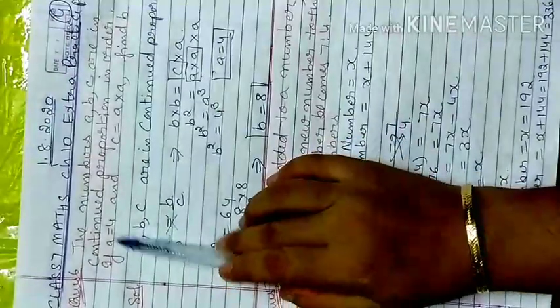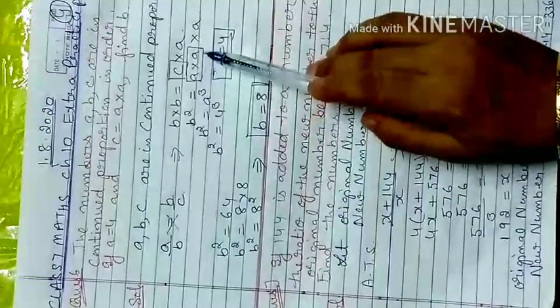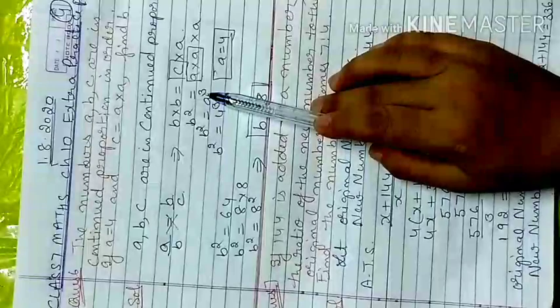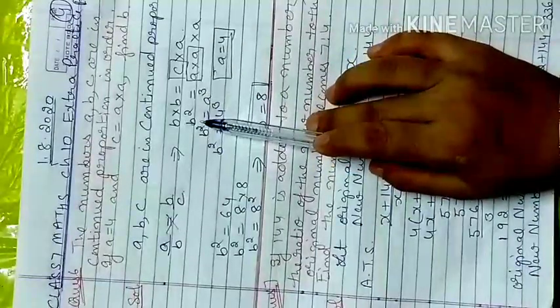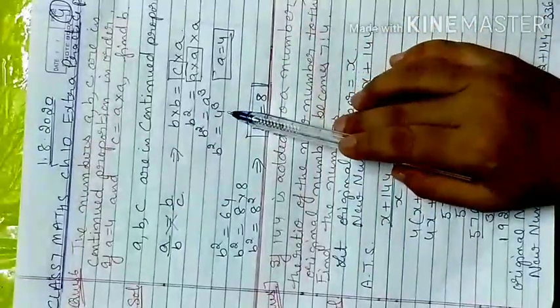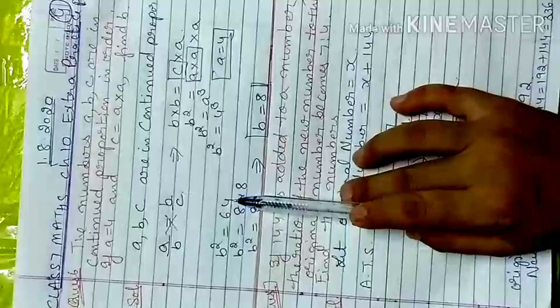Now in my question, c value is given as a multiplied by a, so I just replace c value with a multiplied by a. Already 1a is there, so that becomes a raised to power 3, and here b square is there. Now the a value is given in my question as 4. I just substitute the a value here, 4 raised to power 3. When you multiply 4 3 times, that gives you 64.